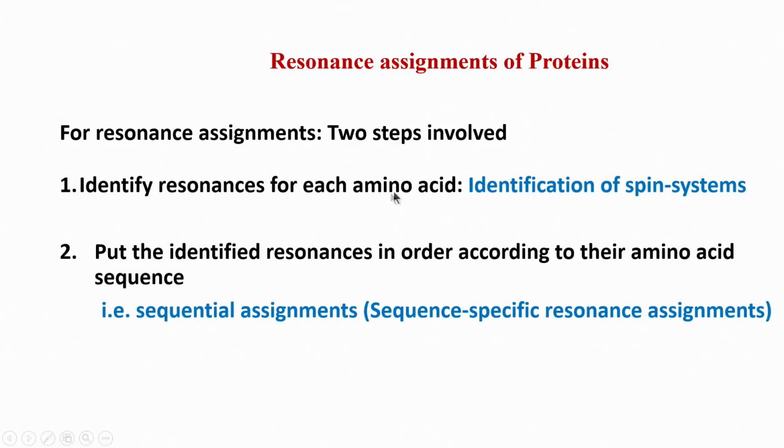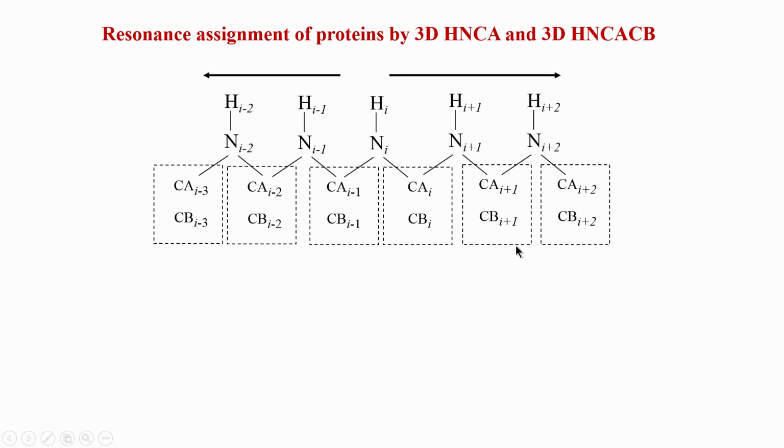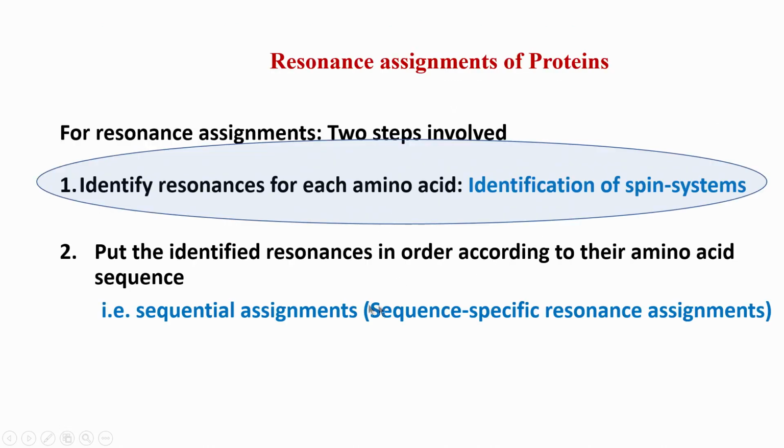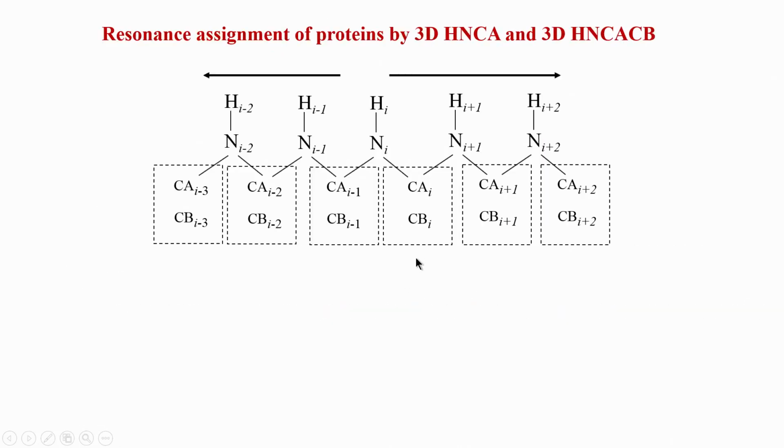The advantage of this is that we not only get this, we also get this information. We are getting both: the identification of the spin system also comes from this C beta, and the connectivity also comes from the C beta. So, how does the spin system come? Let us see in this particular slide.